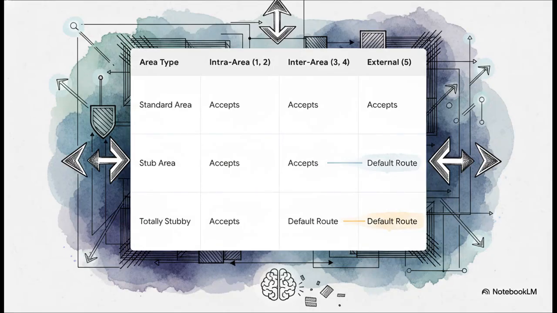And of course, not all areas are created equal. Some, which we call standard areas, accept all the routing information you can throw at them, but others are more specialized. A stub area, for example, filters out a lot of external route information and just relies on a simple default route instead. A totally stubby area is even more strict. This filtering is absolutely key to reducing the workload on the routers and keeping the network running fast and efficiently.